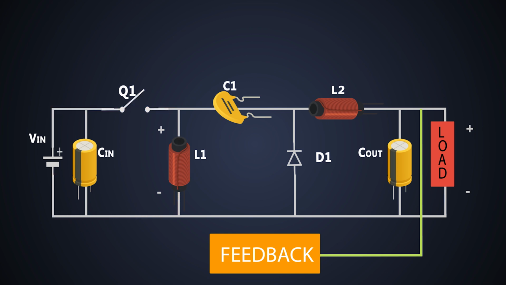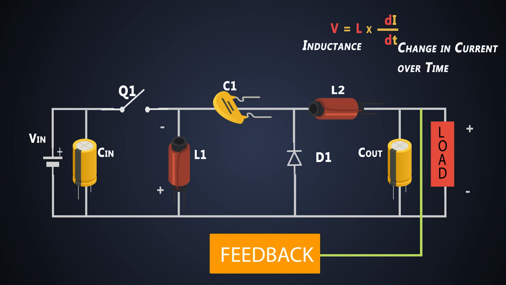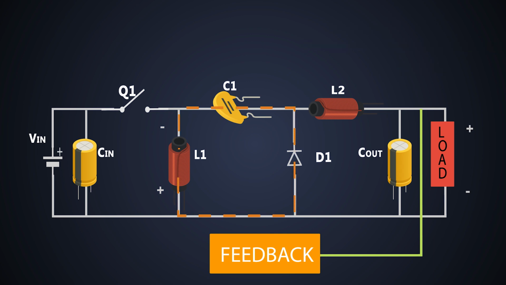During this time, the inductor stores the energy in it. Now the MOSFET is turned off, and it induces the flyback voltage, which has the magnitude of V equals L di/dt, where L is the inductance of the inductor, and di/dt is the change in current with respect to time. Due to this, the direction of the current remains the same. So, this diode gets forward biased, and this series capacitor starts charging through this inductor.